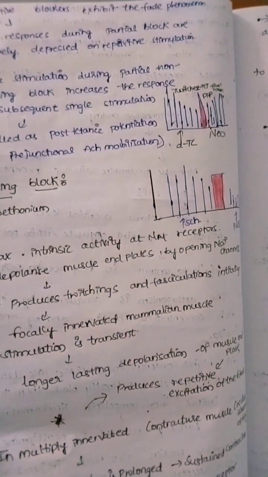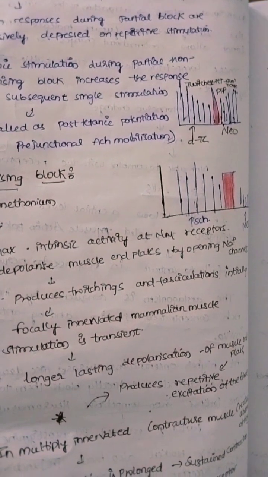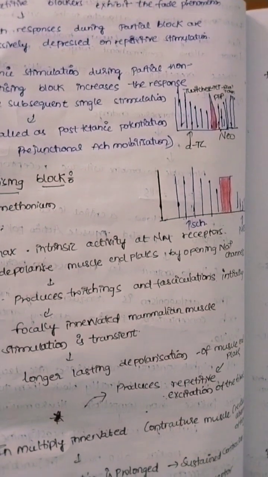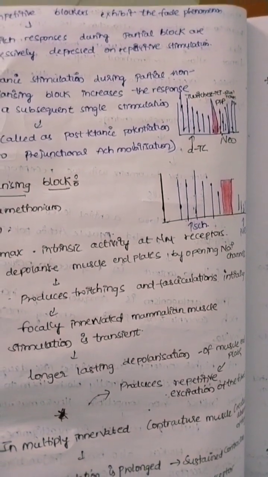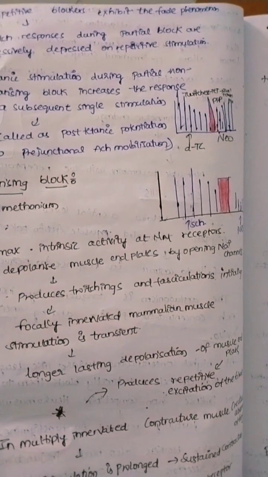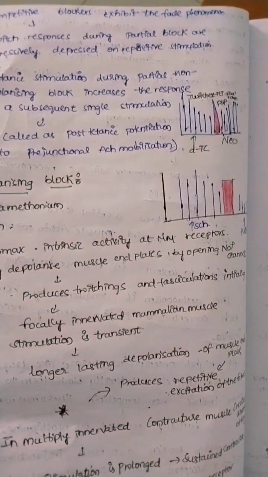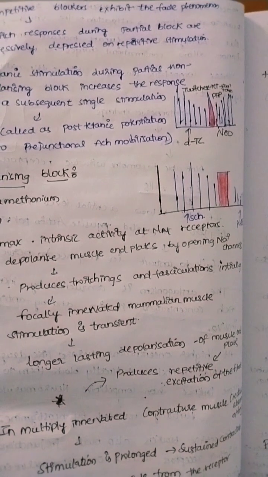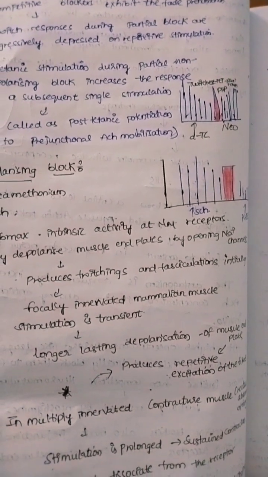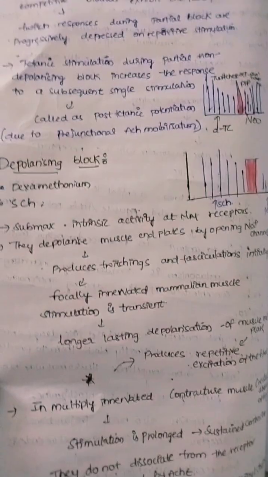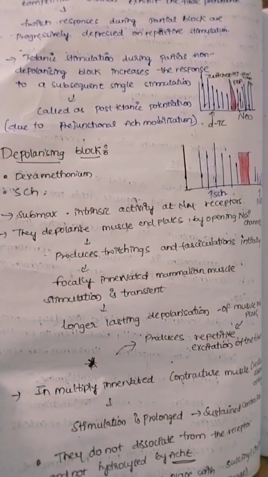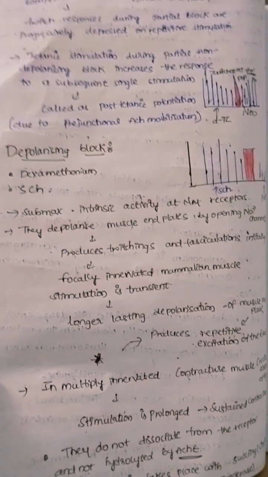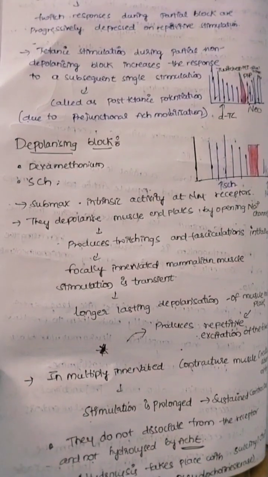As we saw in the diagram, normally by giving D-tubocurarine, it will act on the neuromuscular junction and muscular twitches will be produced, which gradually decrease. And if we give neostigmine and after post-tetanic stimulation, the twitchings are gradually increased. Means partial reversal of this NMJ block is occurring there.